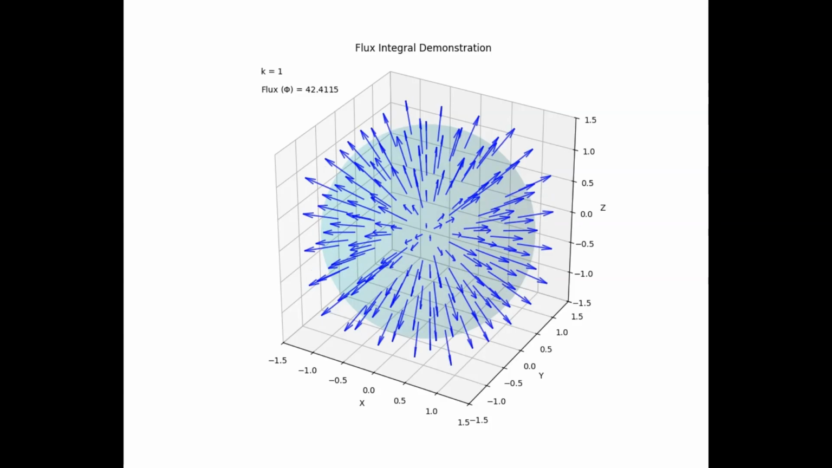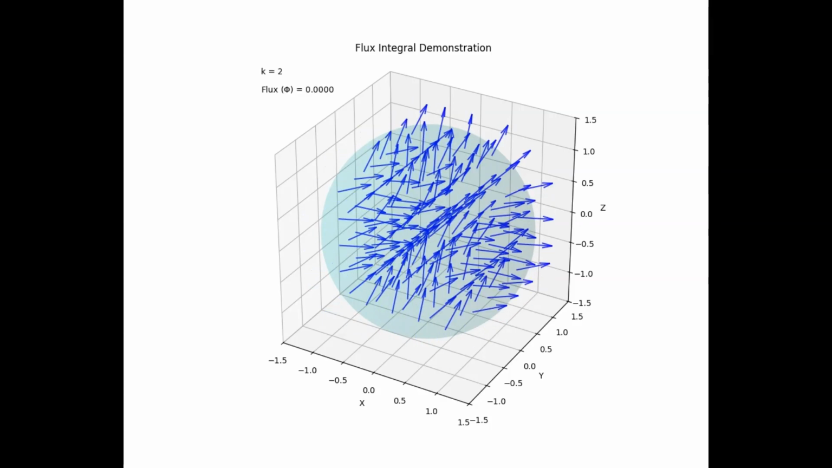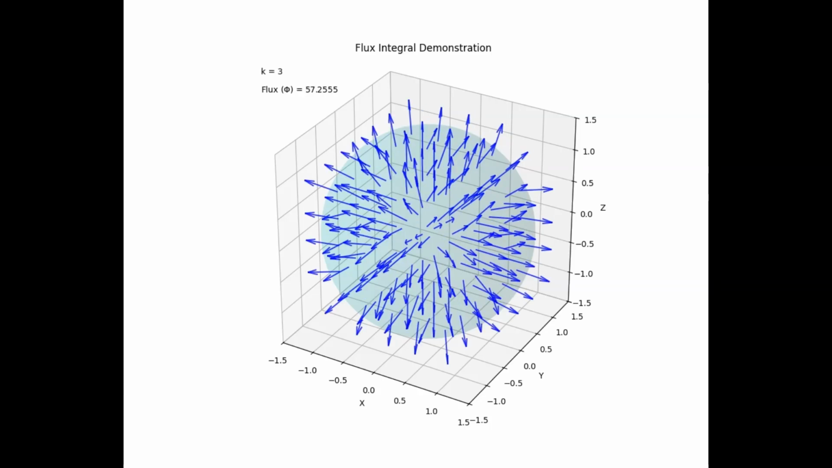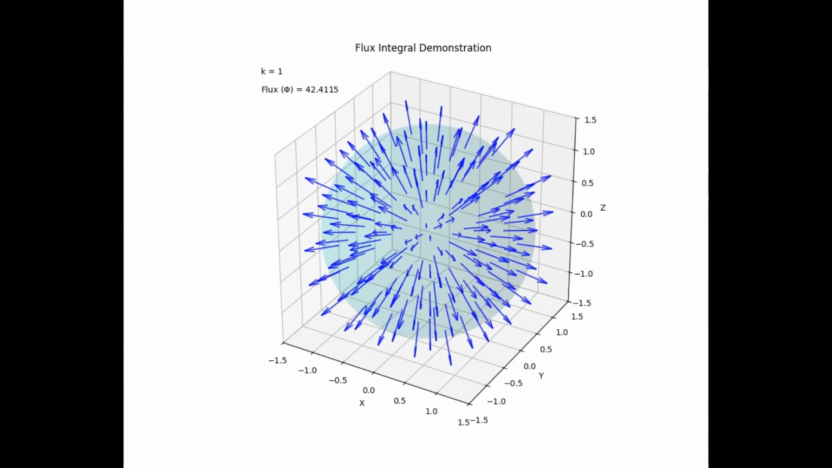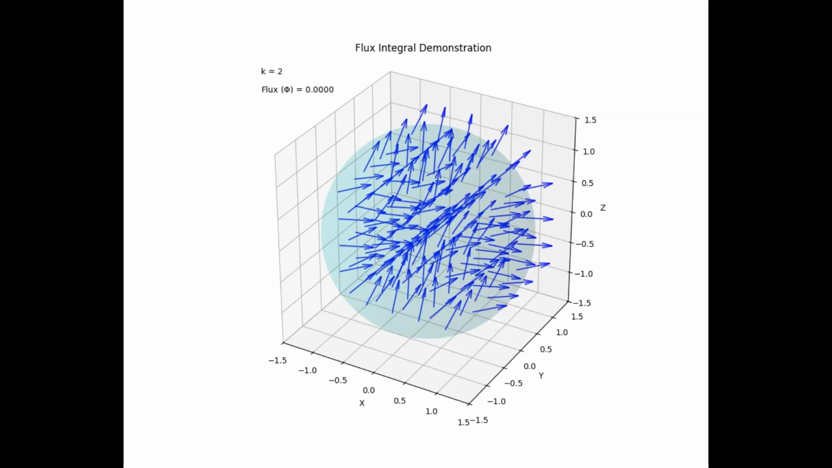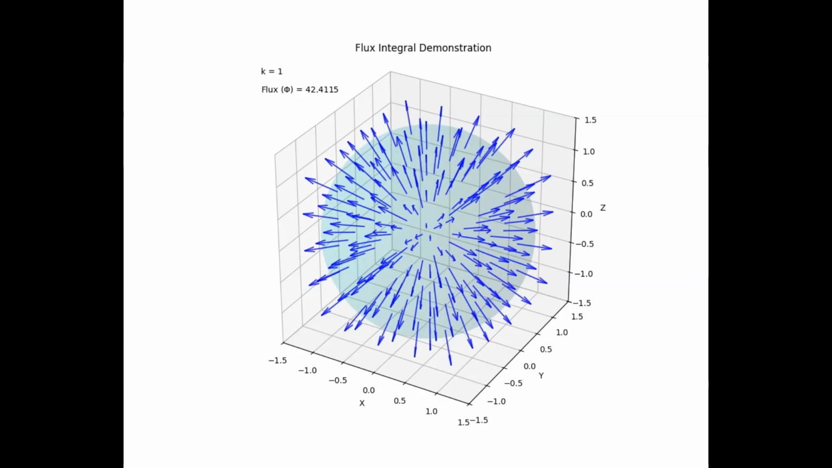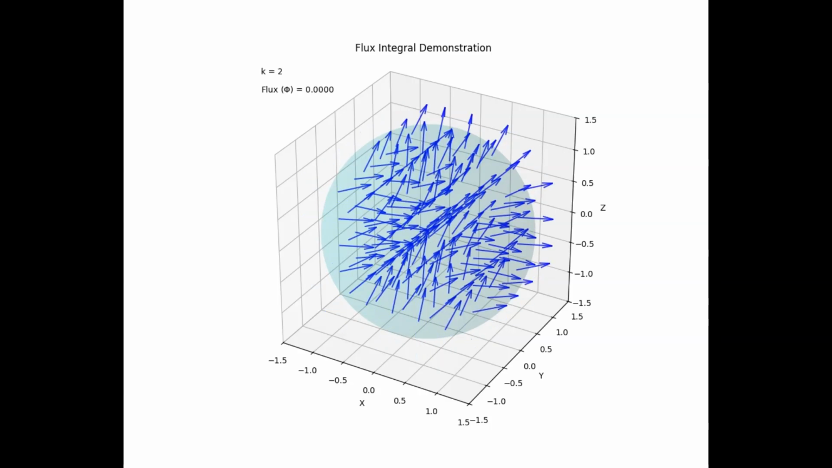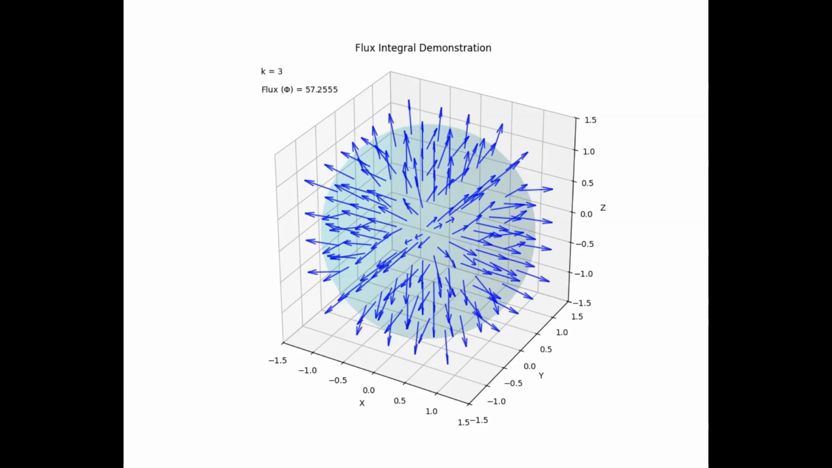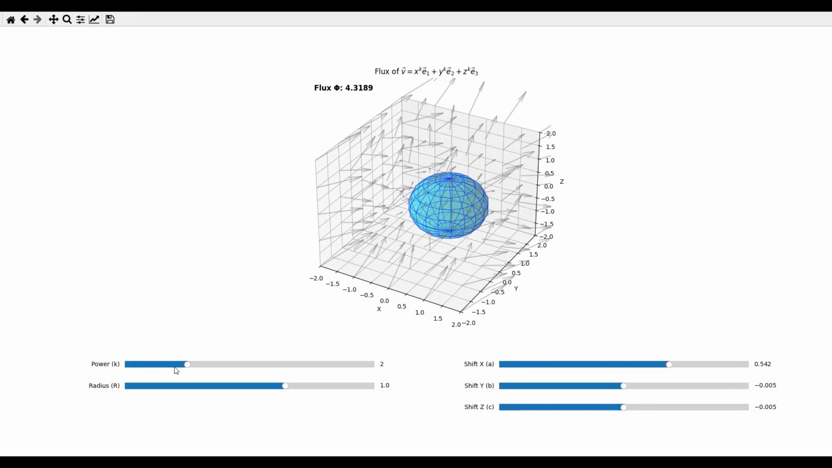The surface color demo. A second demonstration colors the surface of the sphere itself. When the power is odd, the entire sphere glows red, indicating a consistent outward push. When the power is even, the sphere is half red and half blue, visually proving that the entering and exiting flows are perfectly balanced. Example: what happens if we move the sphere?